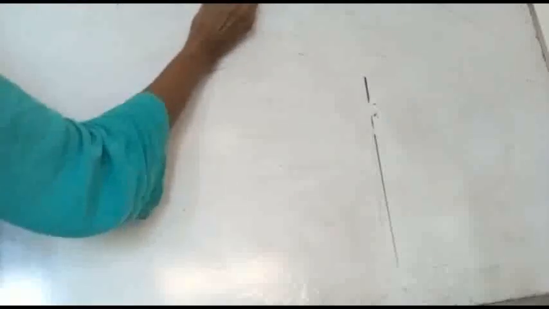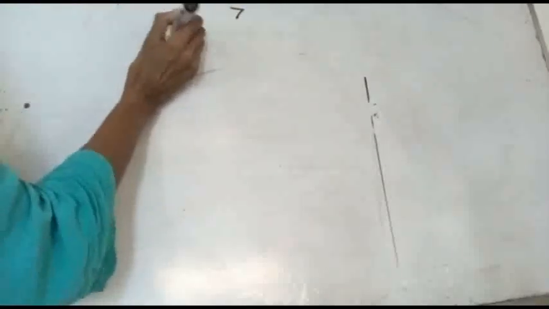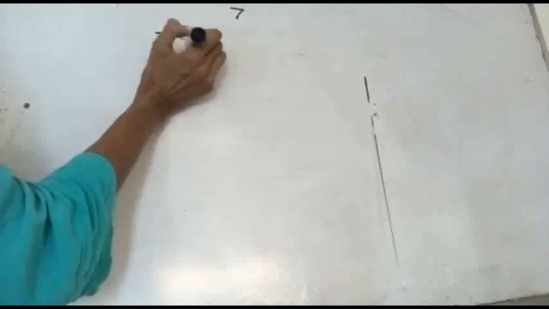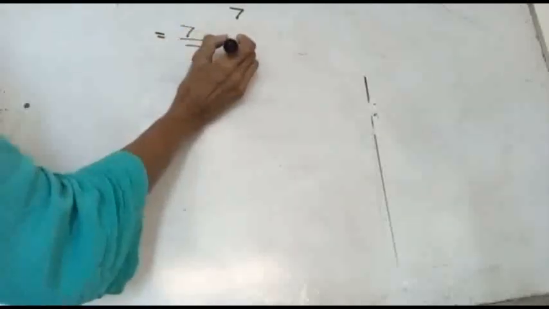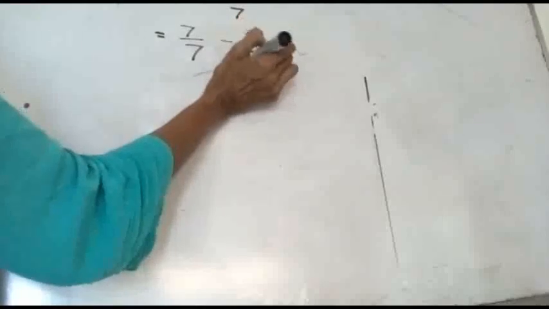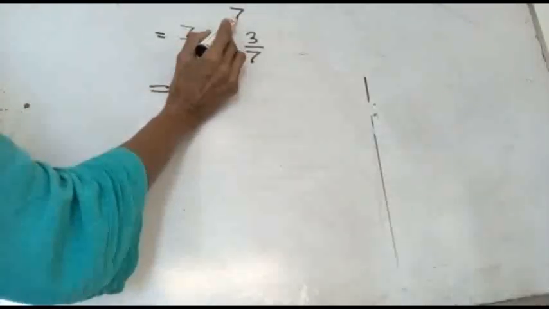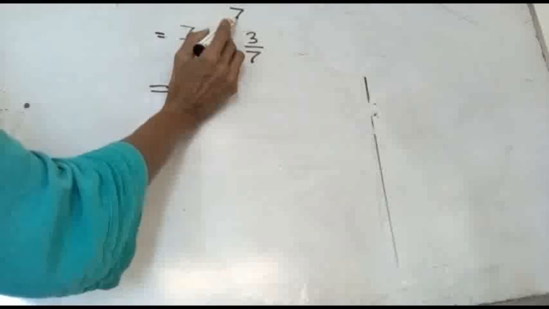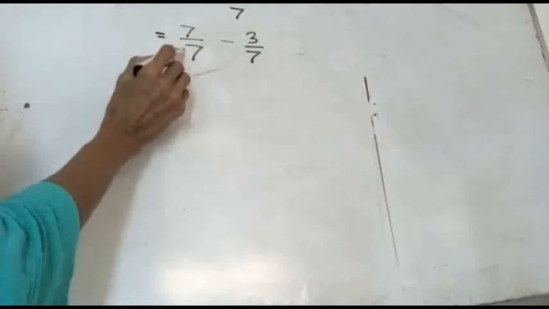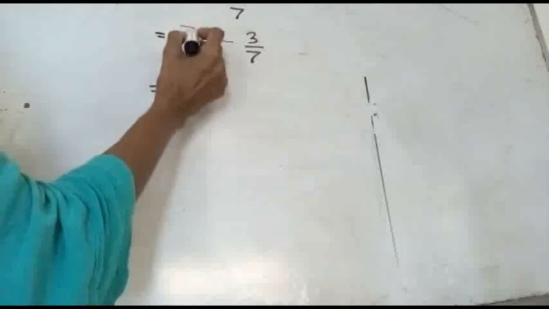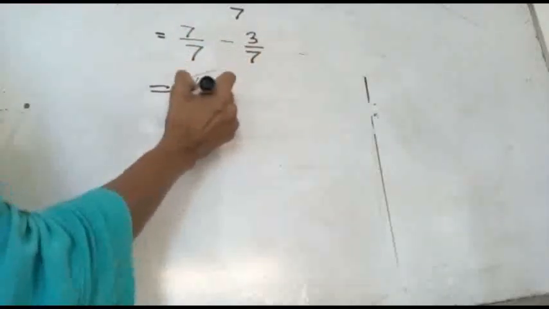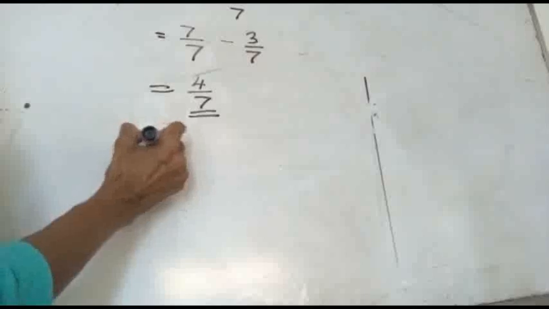There are some more exercises of subtracting a fraction from unit. 1 subtract 3 7ths. Here 1 is equal to 7 over 7. Subtract 3 over 7. Here denominator is 7. We write 1 is equal to 7 over 7. Then 7 subtract 3 is equal to 4. 4 7ths is the answer.